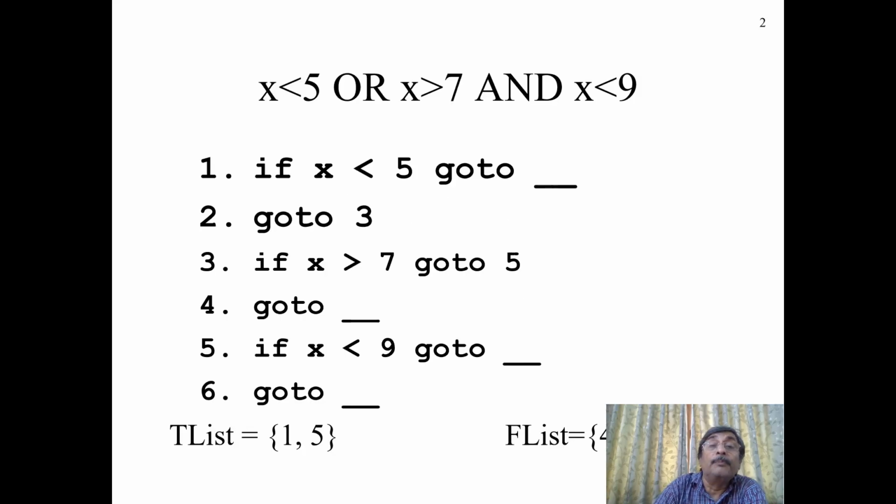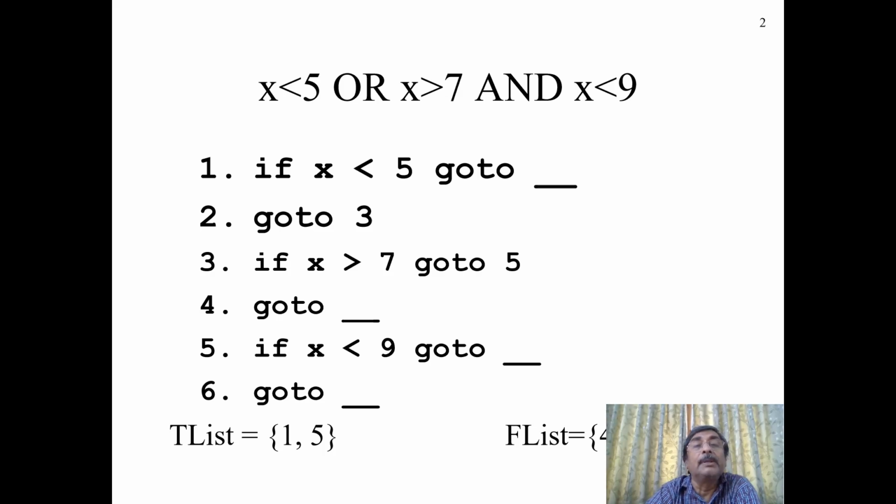So let us go to a very simple compound condition, mixing or and and: x less than 5 or x greater than 7 and x less than 9. If I generate the three-address code of this particular conditional expression, I get 6 statements, 2 each for each simple condition: x less than 5, x greater than 7, and x less than 9, as we have discussed in our previous lecture video.